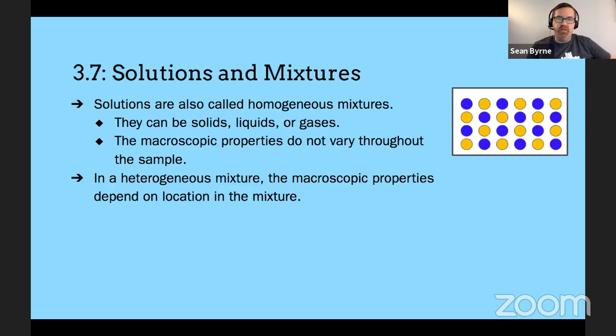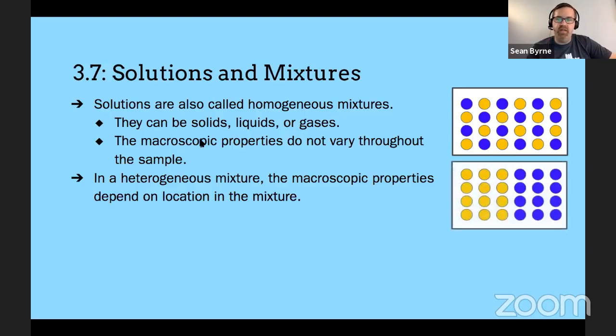A heterogeneous mixture, to compare homogeneous with heterogeneous, we know that the macroscopic properties depend on the location in the mixture. That's just a fancy way to say that if I take a sample from one side versus the other side versus in the middle, the properties or the makeup of that solution is going to be different. So these two mixtures are actually made up of the same kind and number of particles, if I did that correctly. However, the way that they're distributed throughout the sample is different, and that's what makes this a homogeneous mixture versus this being a heterogeneous mixture.